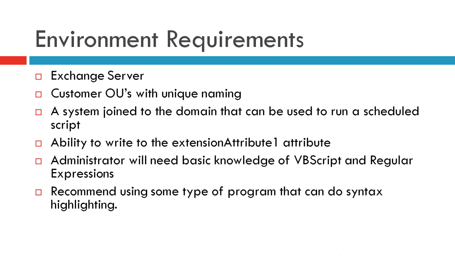Our environment requirements are going to be as follows. We're going to need Exchange Server installed on the domain that we're working in. This is because the extension attribute values do not exist until Exchange Server is installed. We're going to have some organizational units that represent customers, and then that particular OU is going to provide a unique account number. A system that's joined to the domain, which can be used to run a scheduled script via scheduled tasks. Ability to write to the extension attribute 1 attribute, and I actually covered creating a service account and then assigning the specific rights needed to do this in a previous iteration.